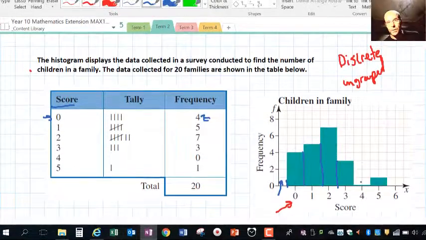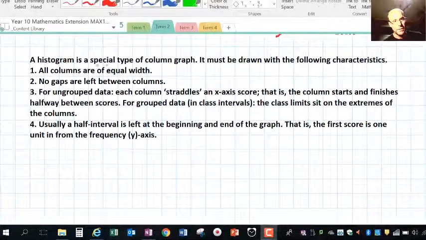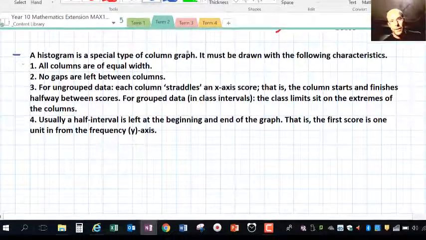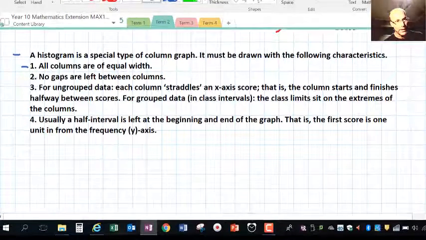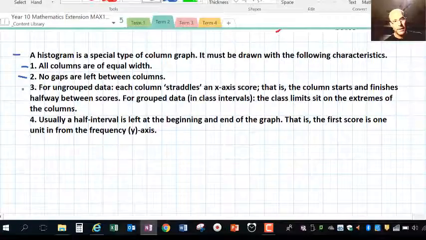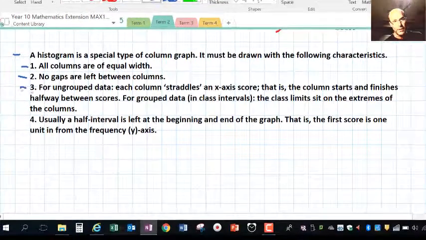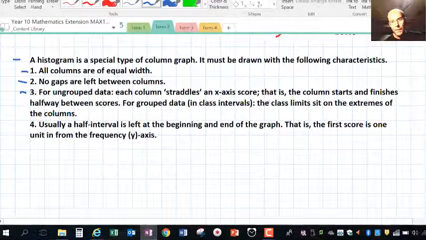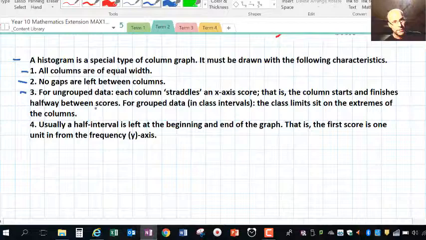So, in summary, let's have a look. Okay, hot tips for histograms. So, yes, it's a special type of column graph. It must be drawn with the following characteristics. All columns are of equal width. No gaps are left between the columns. For ungrouped data, each column straddles an axis score, just like we saw in the last example. The column starts and finishes halfway between the scores.